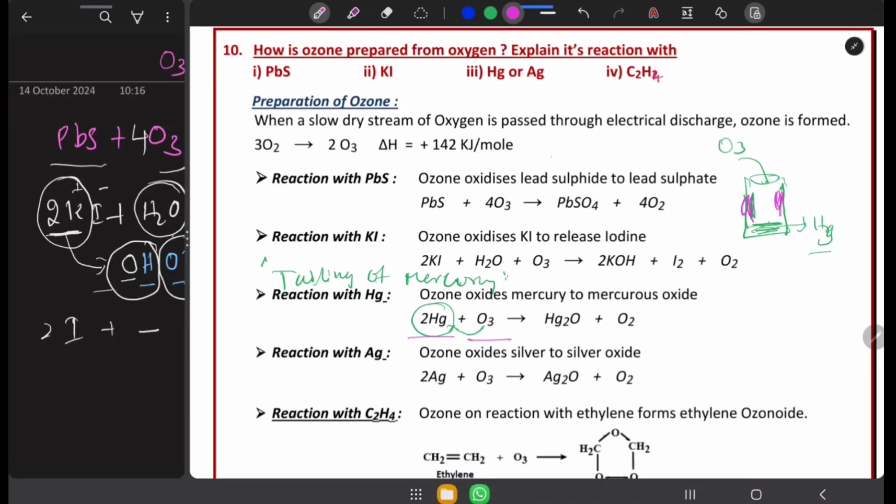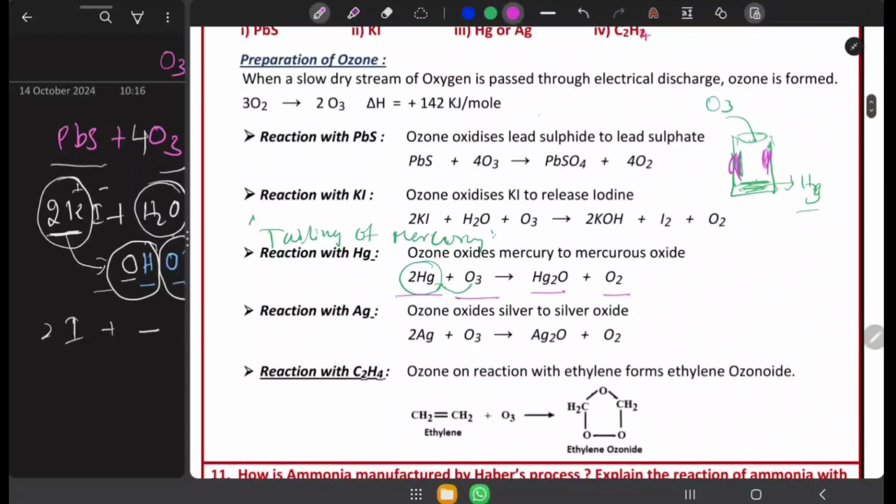2Hg plus O3 gives Hg2O and O2, right? Next, a very similar reaction you can find here: 2Ag plus O3 gives Ag2O plus O2. Here one oxygen is provided to 2Ag and it becomes Ag2O, silver oxide, and O3 becomes O2. That's all. These two reactions are very similar.